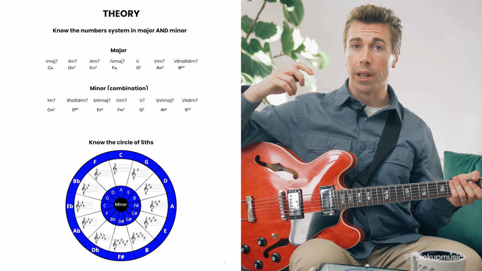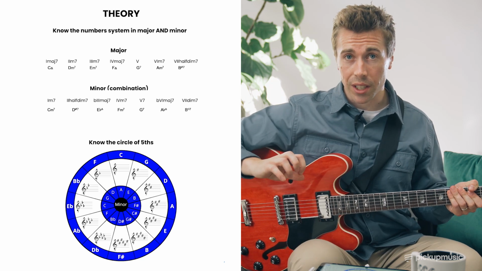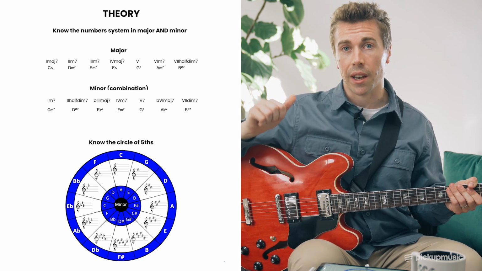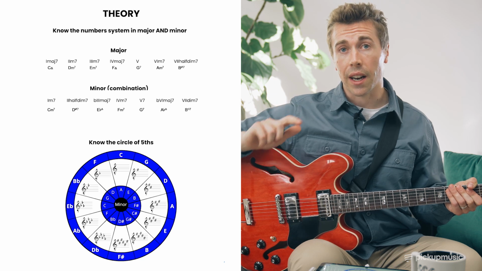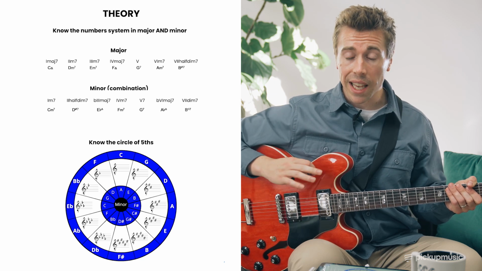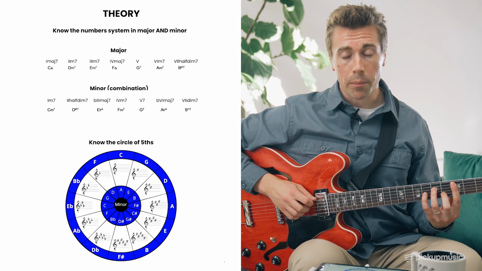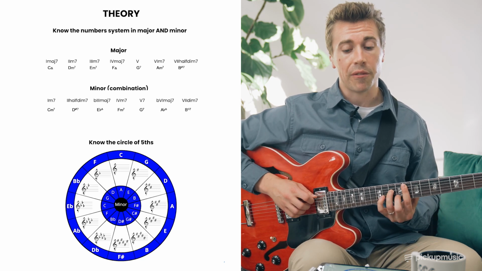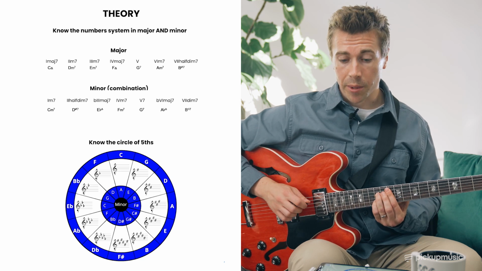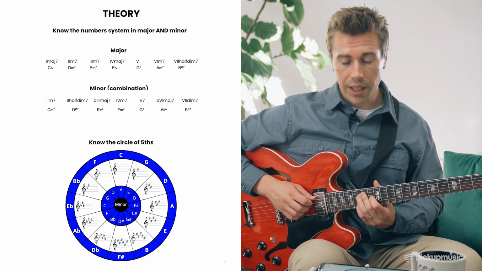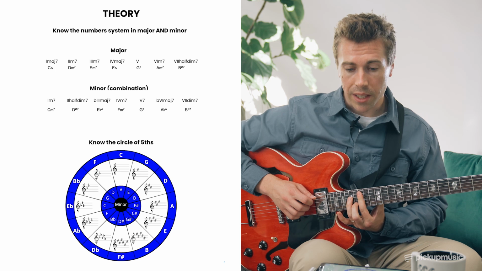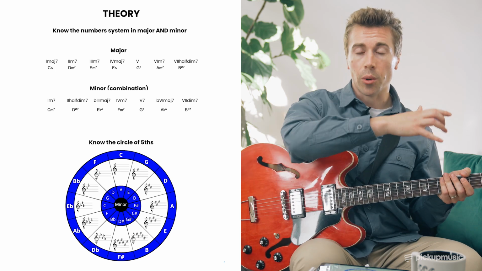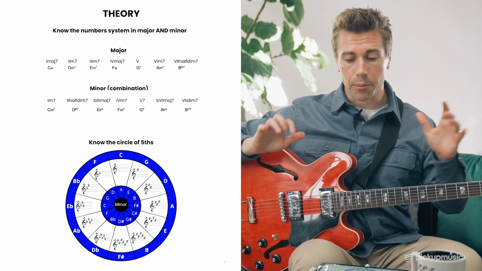You also have to know it in minor. Now we have a combination of different minor scales. We have the natural minor, the harmonic minor, and the melodic minor together here. So we have a 1 minor 7, a 2 half diminished, a flat 3 major, a 4 minor, a 5 dominant 7, a flat 6 major, and a 7 diminished that leads back to the 1 minor. So you have to know all of that in all 12 keys like the back of your hand.